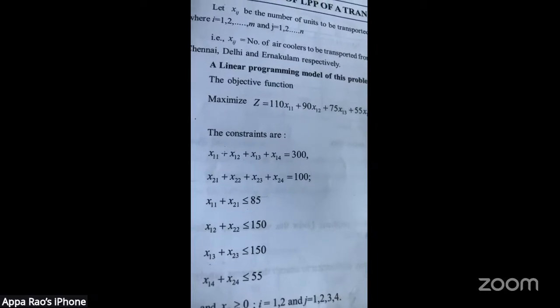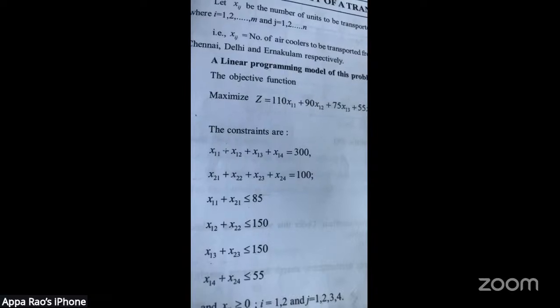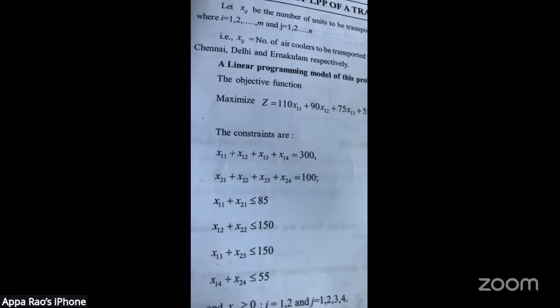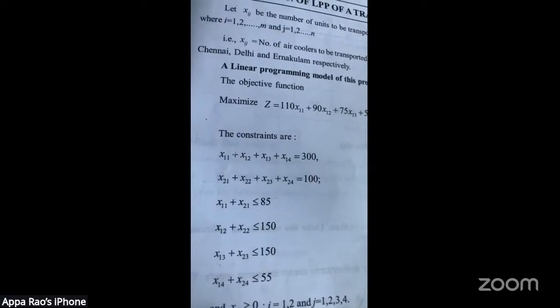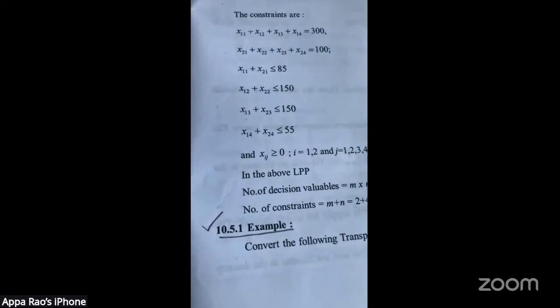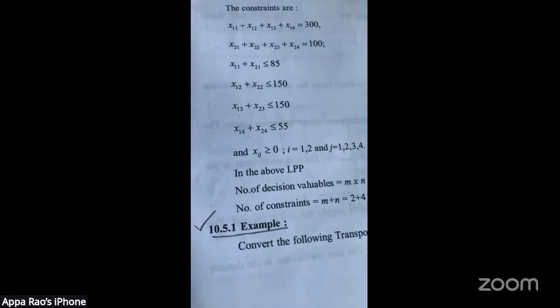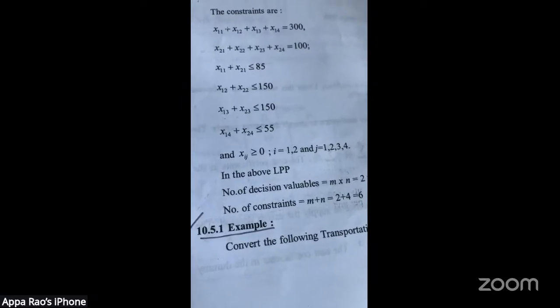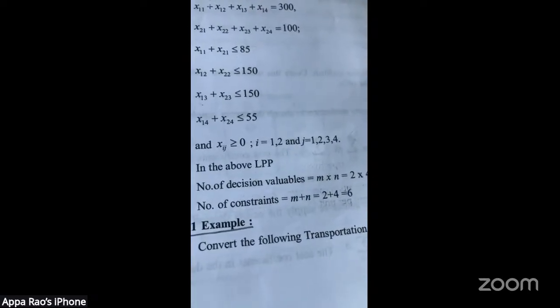x11 plus x21 less than or equal to 85. x12 plus x22 less than or equal to 150. x13 plus x23 less than or equal to 150. x14 plus x24 less than or equal to 50. So here xij is greater than or equal to 0, where i equals 1 to 2 and j equals 1 to 4.